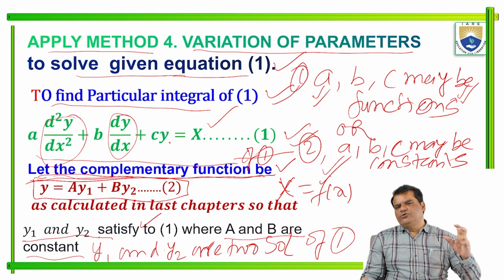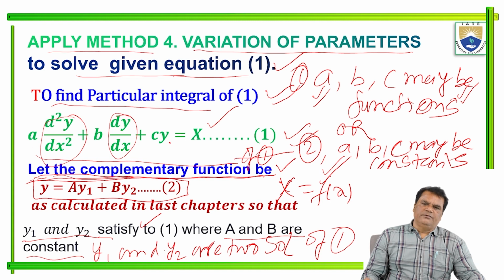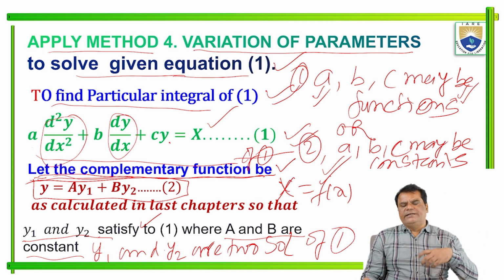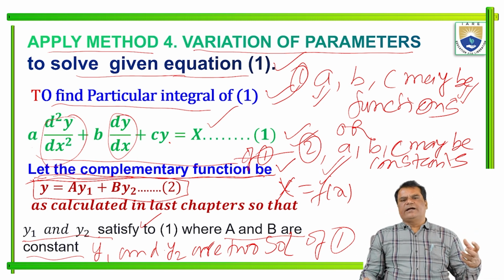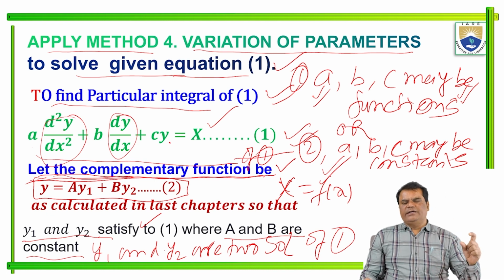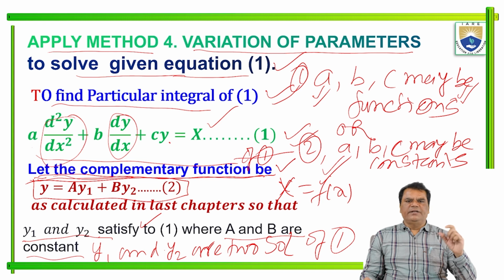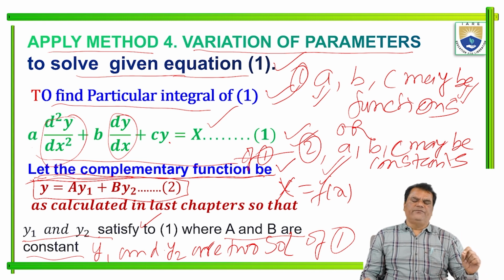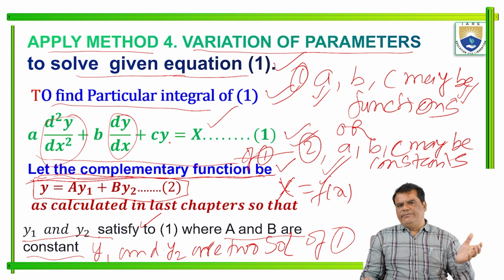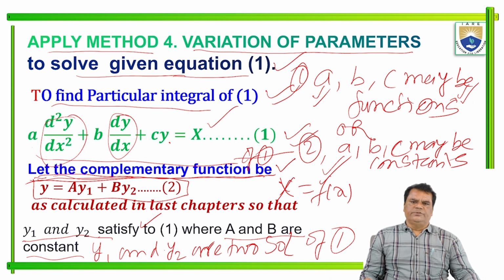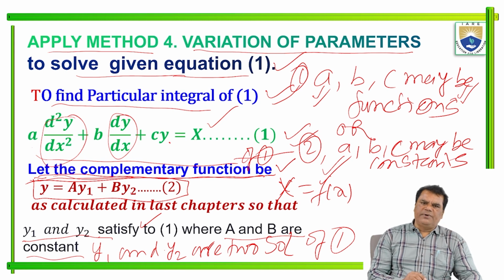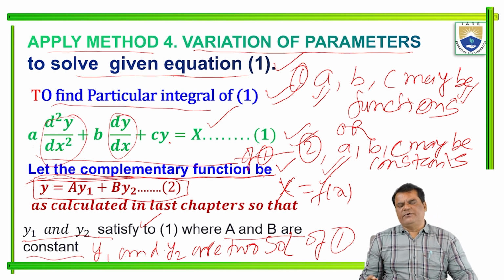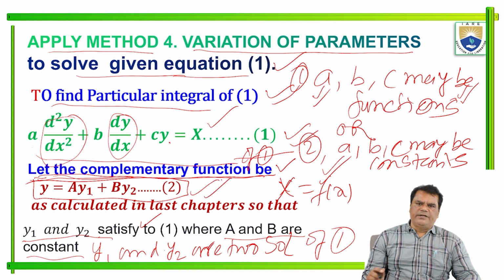y1 and y2 are two solutions of our given differential equation. So this is a linear combination of arbitrary constants and solutions. a is an arbitrary constant and y1 is the first solution of the given differential equation. So a y1 plus b y2 is the complete complementary function of our given differential equation. So we consider here y equals a y1 plus b y2. This is the complementary function of the given equation 1, represented by equation 2.